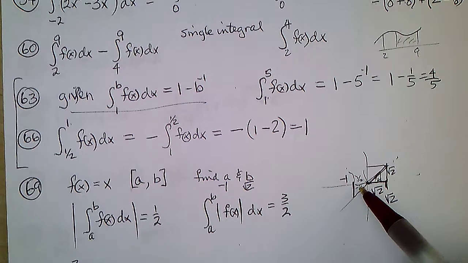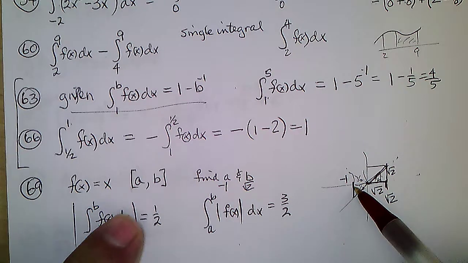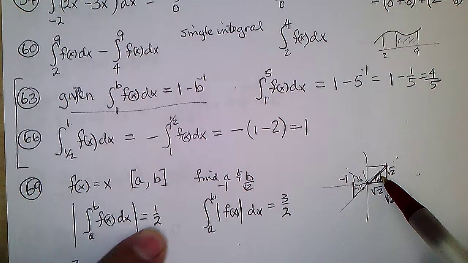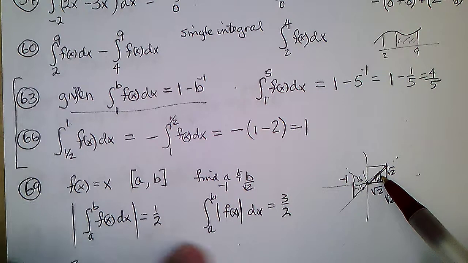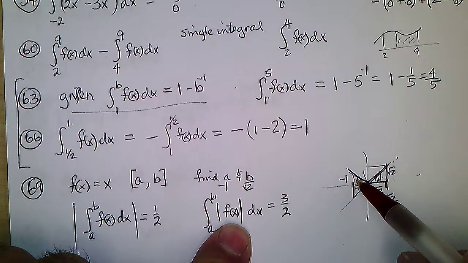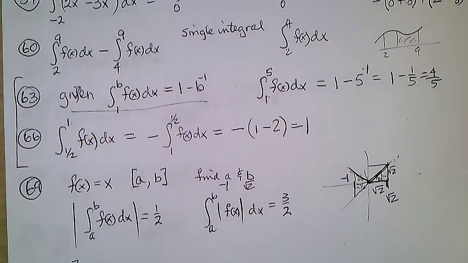Then when we just took the absolute value of this area, find the area, minus 1/2 plus 1/2 plus 1/2 would be 1/2, and the absolute value of that's 1/2. And if we take the absolute value of the function, we'd have plus 1/2 plus 1/2 plus 1/2, which would be 3/2.